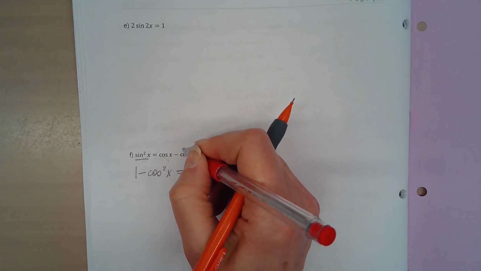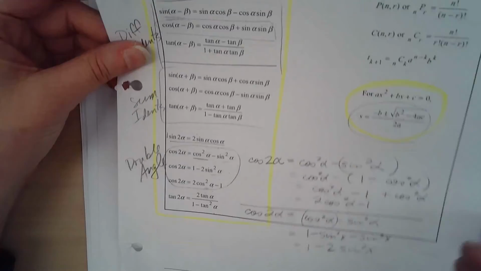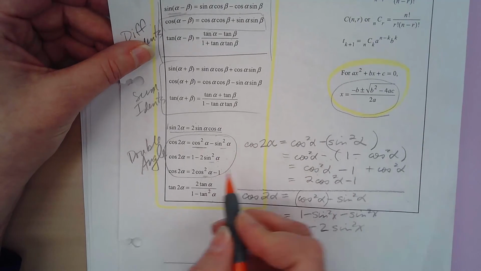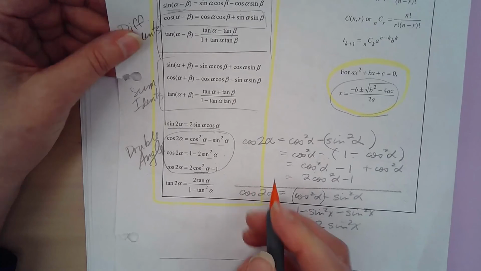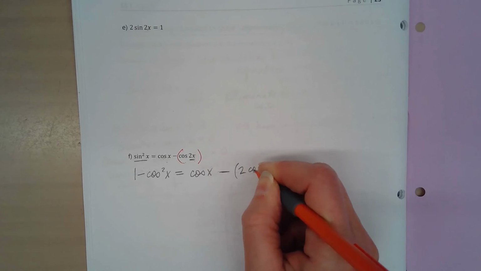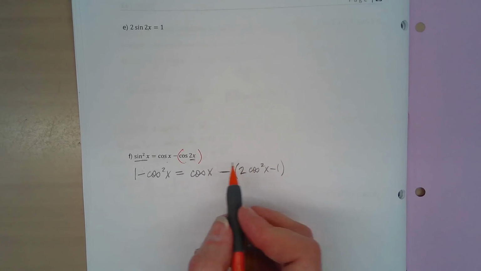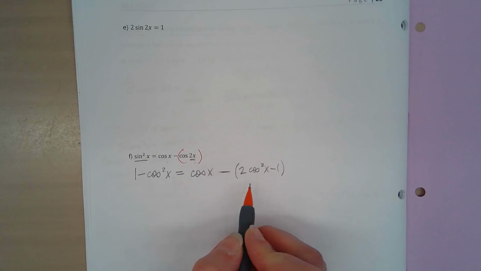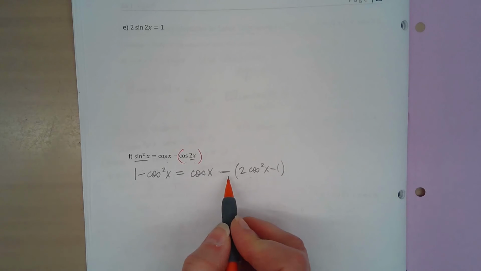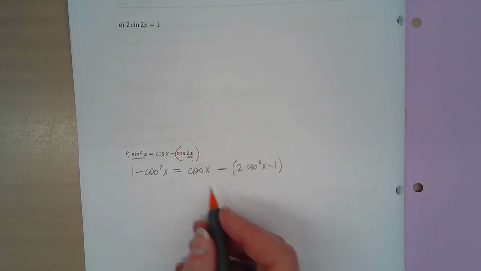Okay, so let's just write it. This is where it comes in handy to have 3 versions, right? So I have 3 versions. I'm gonna pick the one just with coses. 2 cos squared x minus 1. Remember to use brackets, because you're replacing one term with 2, and you have to subtract both terms, so use the brackets.